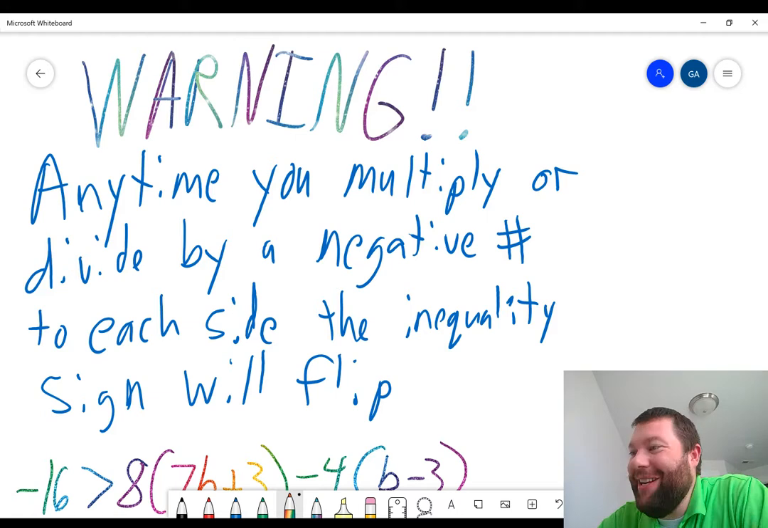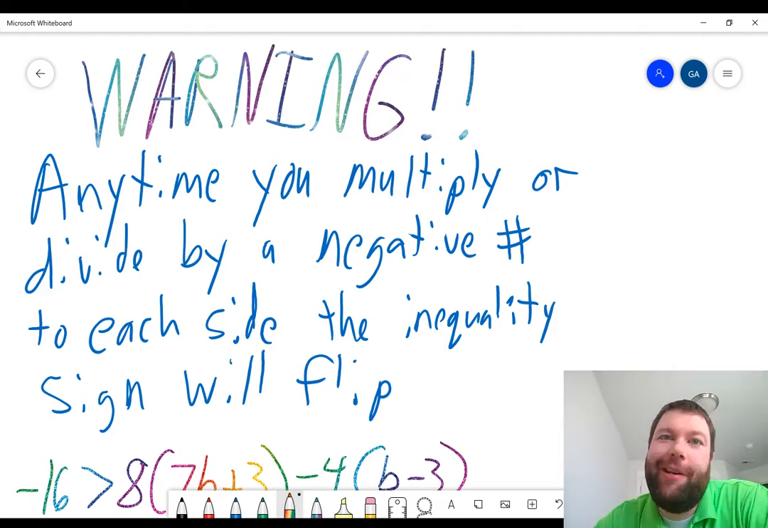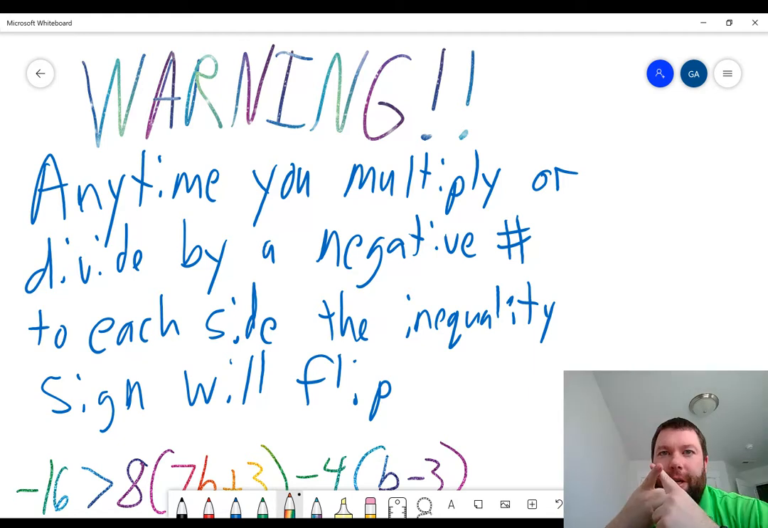So, we're going to be talking about multi step inequalities. These can involve a few things. Again, we're going to have three different answers: our solved inequality, our graph of our inequality, and our interval notation.